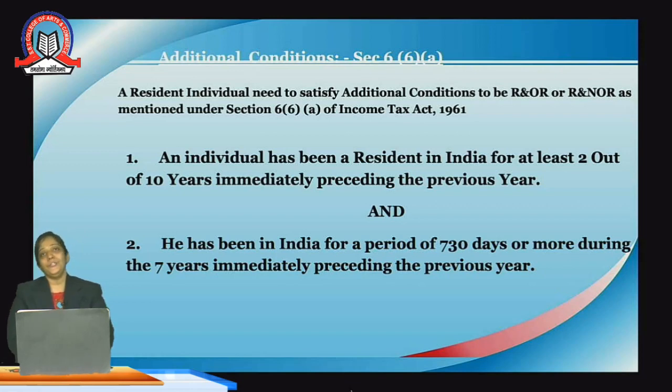Both the additional conditions say, number 1, an individual has been a resident in India for at least 2 out of 10 years immediately preceding the previous year, and also he has been in India for at least 730 days during 7 years immediately preceding the previous year. If he satisfies both the conditions, then he will be termed as resident and ordinary resident, and if not, then he will be called as resident but not an ordinary resident.